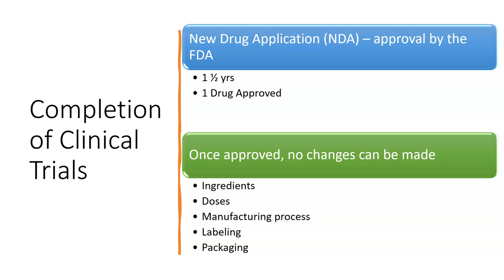Now, once a drug has been approved, the manufacturer can't make changes without coming back and doing more trials. So it's going to list the ingredients, the dosing, the processing of manufacturing, how the drug will be labeled, and how it will be packaged. Does it need to be protected from light? Things like that.